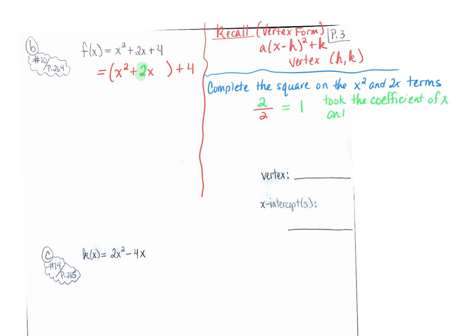And divided by 2, we got 1. The next step is that you take that 1 and you square it. 1 squared is what? 1. Good. So we square 1 and we got 1.